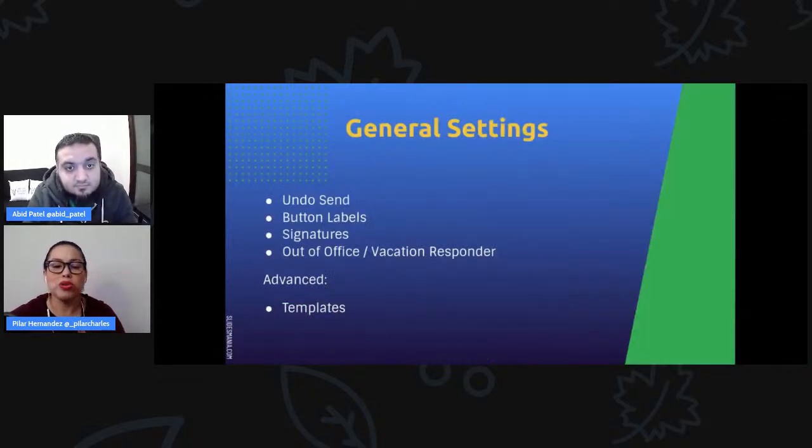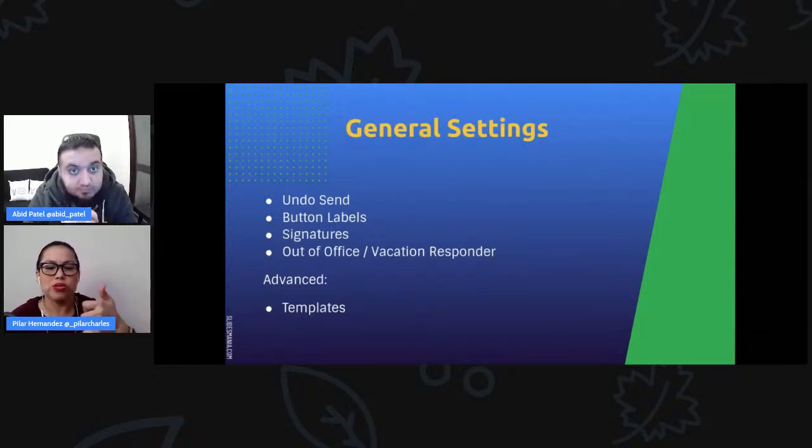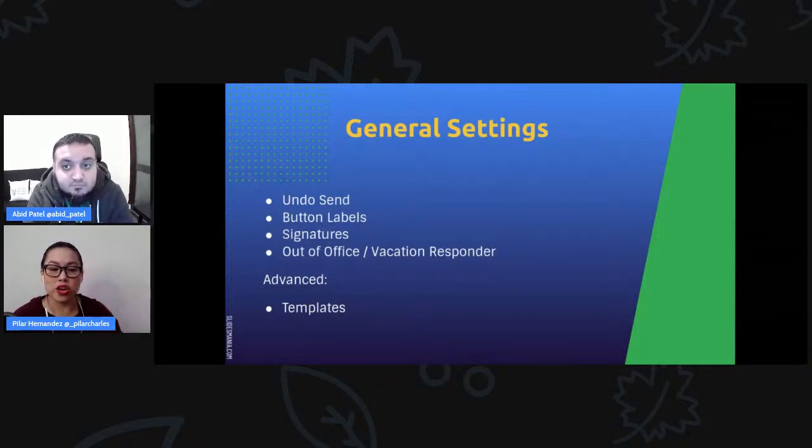But when you go to the all settings, you have to check all the different categories and then save the changes or nothing will happen. So we're just gonna go onto basic ones that can help you optimize your inbox and your Gmail. So we're gonna see how to do the undo send option, how to make it last longer or make it go away. We're gonna see how to change button labels.